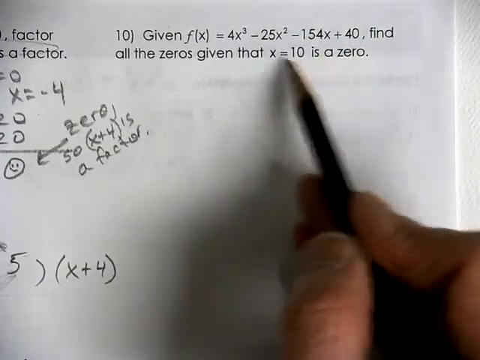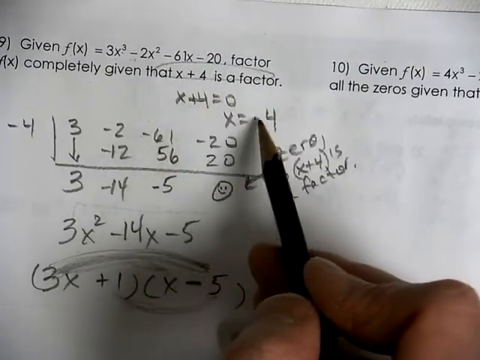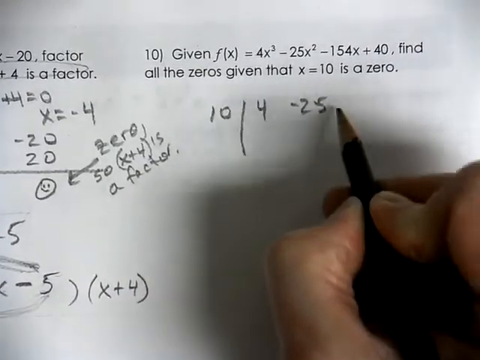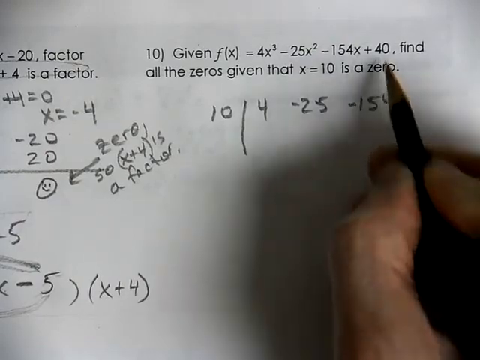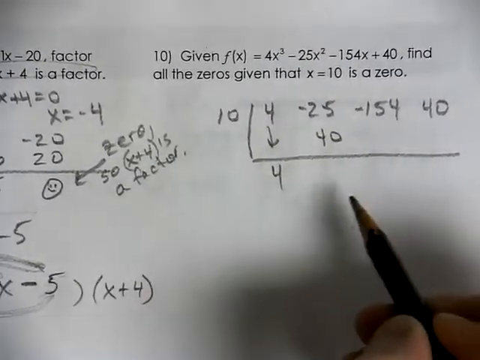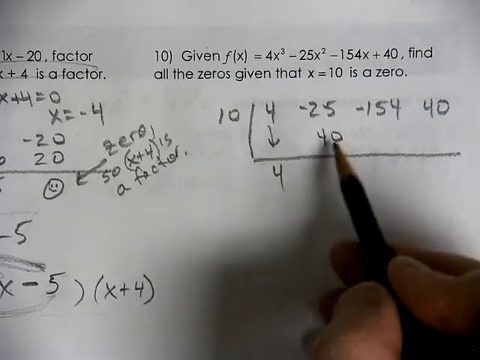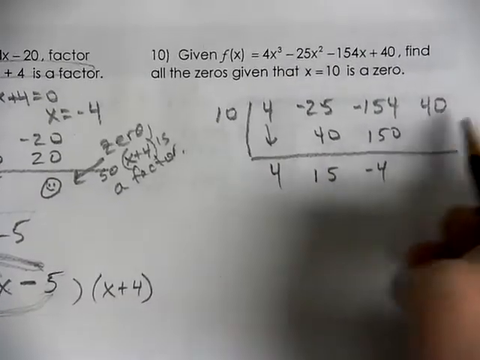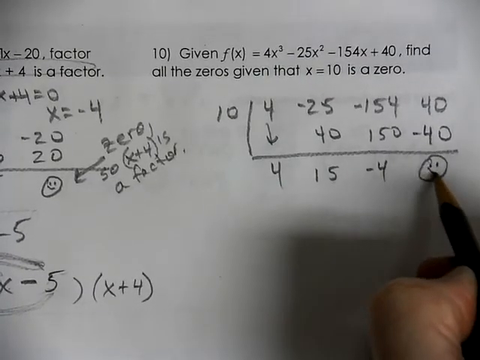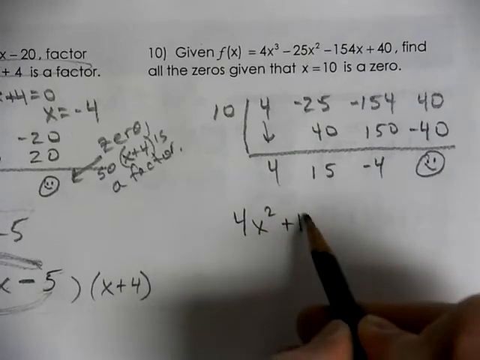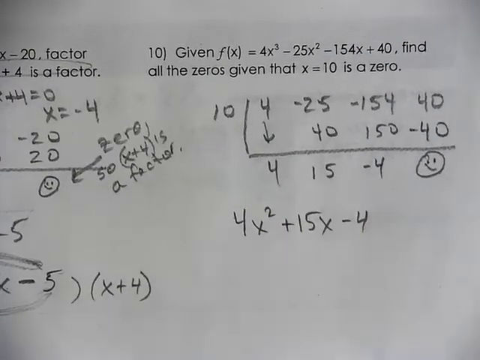Here they tell us what the 0 is. We don't need to do the opposite if they give you the 0. Over here it was x plus 4 is a factor, and we needed to figure out the 0. Here they give us the 0. So we know we're working with 10. So 4, negative 25, negative 154, and 40. So we bring down our 4 to get 40. That gives us 150, adds together to be negative 4, which is negative 40. And we got the 0 like we wanted to. So that leaves us with a 4x squared, a positive 15x, and a negative 4.